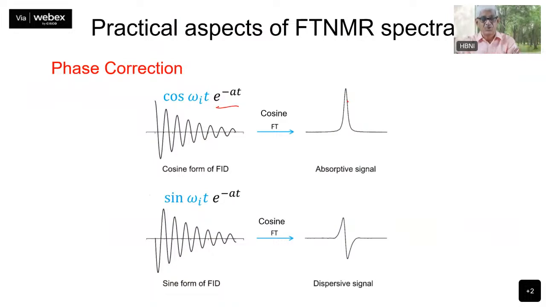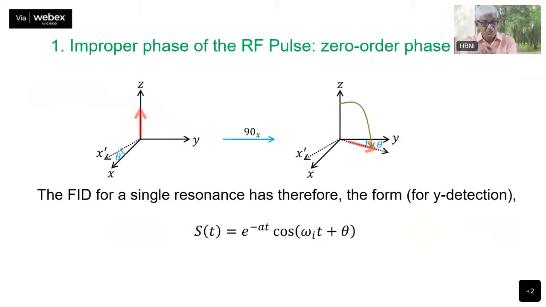If it is like this, absolutely no problem. But you don't get it like this. What do you get? You get very different kinds of distortions in the phase of the signal. Why does that happen? The first reason why it can happen is the improper phase of the RF pulse.